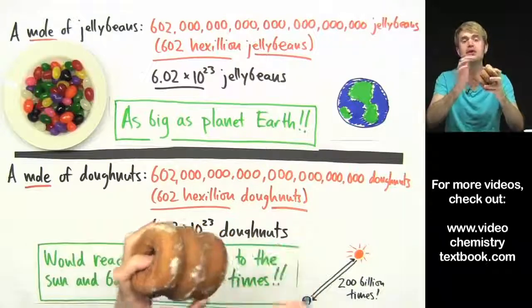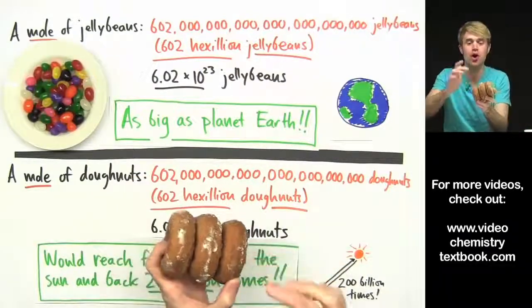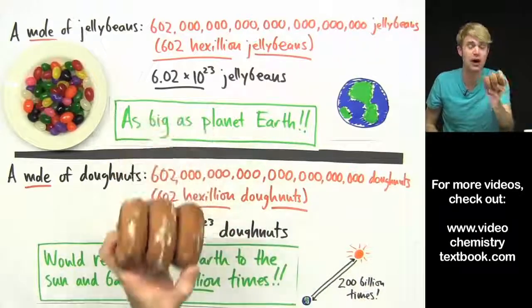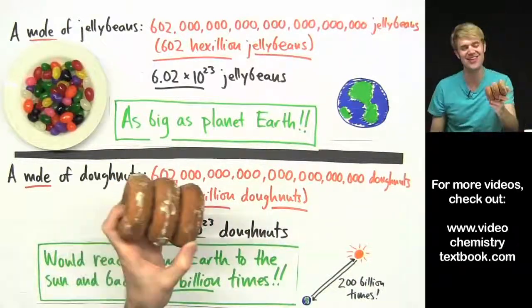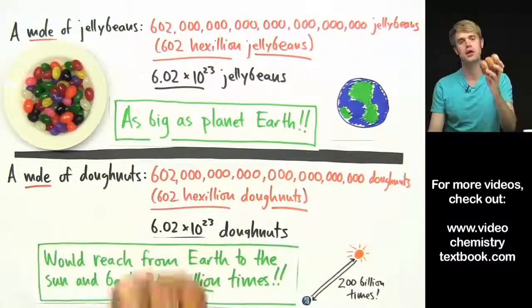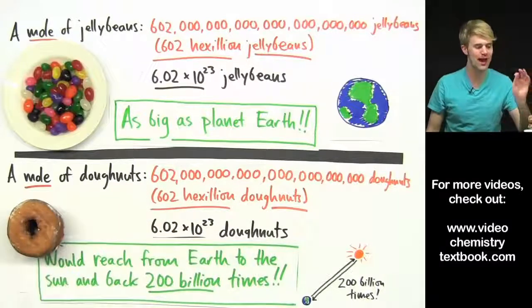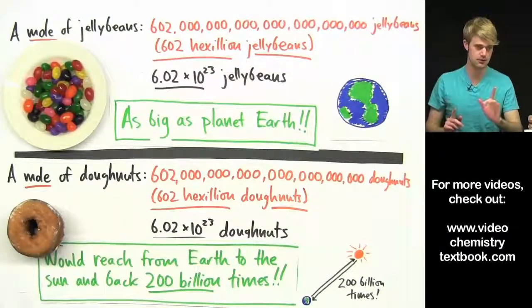Again, think about how many donuts we would have if we just laid donuts down like this from your house to your school, right? That would be a ton of donuts. Now imagine going from the Earth to the sun and back 200 billion times. That is how many donuts 602 hexillion donuts is.